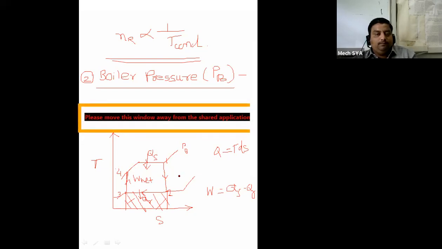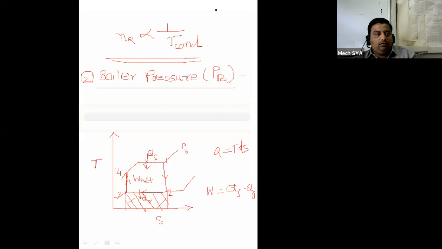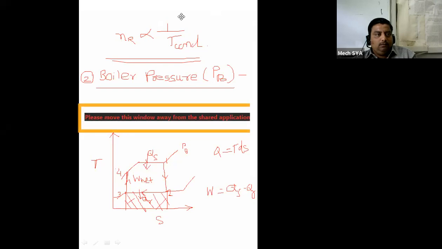Everybody getting this? Please reply, because on this concept the effect of other operating conditions will depend. Other parameters' effect depends on the Rankine cycle. If you know this condition, anybody having a doubt, please mention in the chat box. Understood, Asmita. Okay, so the area under this polygon is nothing but the work obtained from the cycle.